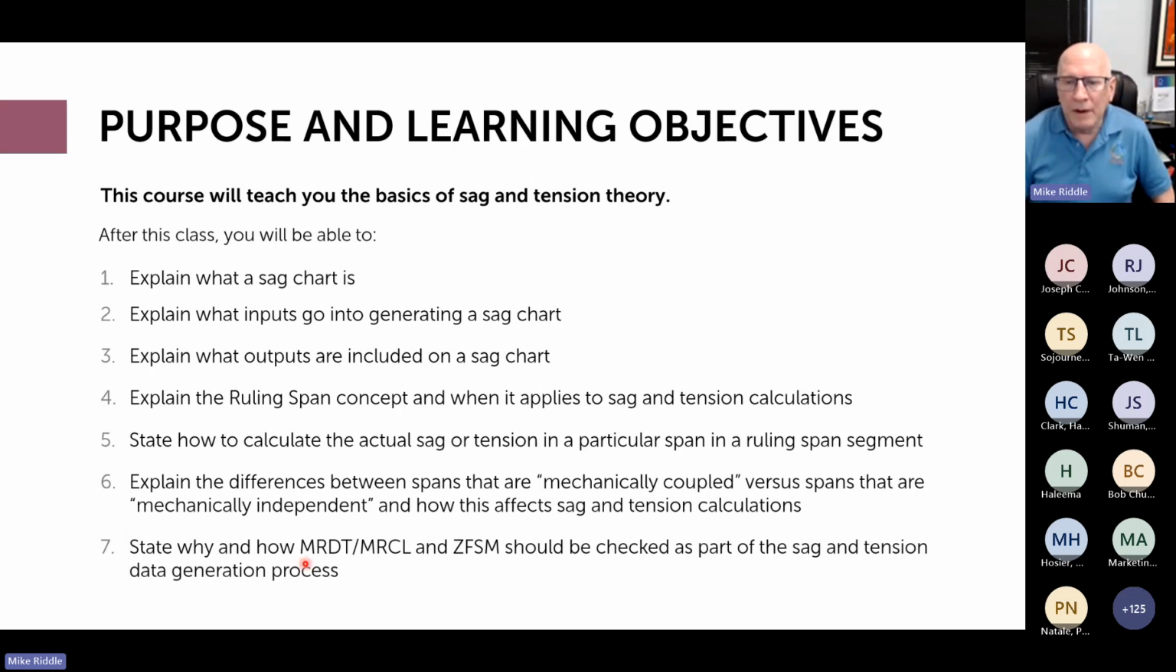And then we're going to learn about how MRDT is used for OPGW and MRCL is used for ADSS. They mean the same thing, just different terms. We're going to see how those terms and zero fiber strain margin should be checked as part of the sag and tension generation process.